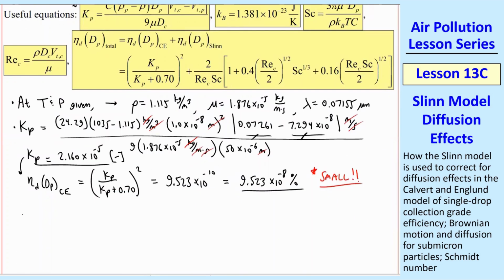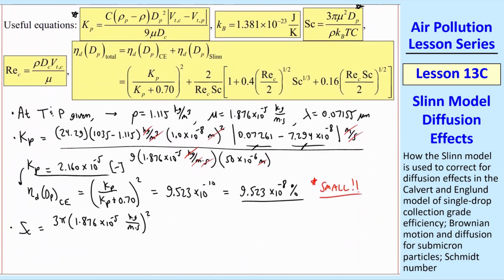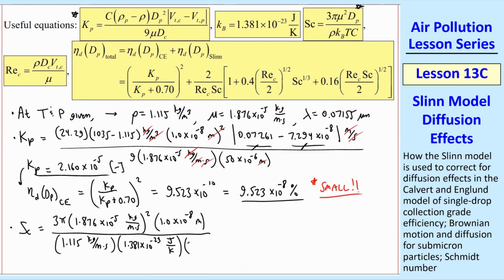So for the Slinn model, we need to calculate the Schmidt number first. We'll use this equation up here. 3 pi mu squared. This is probably the first time you've ever seen a viscosity squared term. I assure you it's right and the units work out. And then we have dP divided by rho, Kb, Boltzmann constant. T must be in K, not degrees C, of course, so we convert.